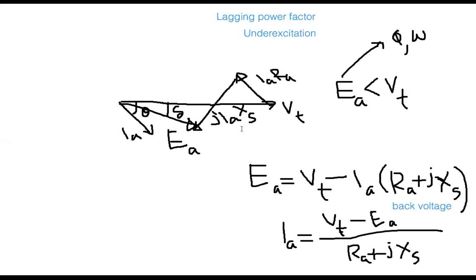Now I'd like to draw another one, the leading power factor. If it would be the leading power factor, let me draw it here. So how can you draw that one? Let's say this is your VT. And if it is leading power factor, then definitely this is the direction of the IA to indicate the leading power factor.